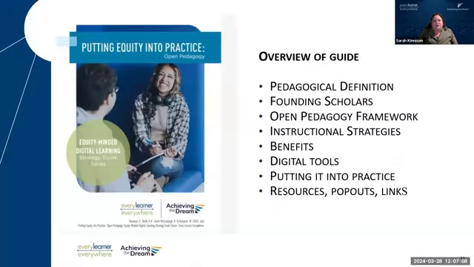So to get an overview of the guides, within all of the guides, you'll find a repeating structure. They begin with a definition and description of the pedagogy, then research and quotes from founding scholars. Next, a culturally responsive framework to implement the pedagogy of that guide within the 4 guides. And then instructional strategies that advance equity, benefits to students, instructors, and institutions, and then how digital tools can be used to enhance equity-minded practices.